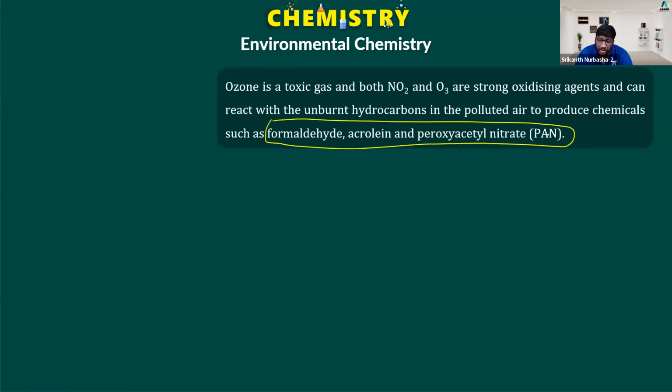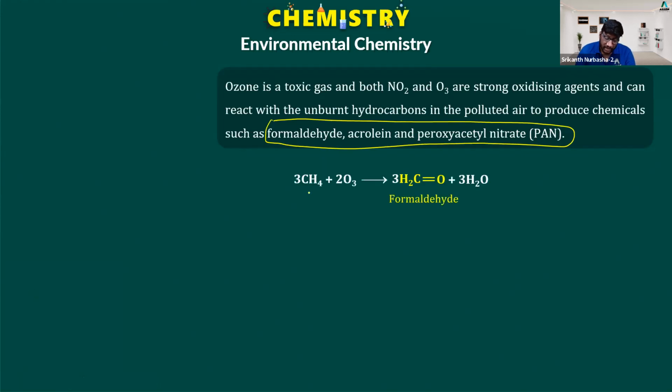PAN in polymer chemistry, what do you call PAN in polymer chemistry? Yes, Pavani, what do you call PAN in polymer chemistry? Polyacrylonitrile. Yes or no? That is different. And here PAN is peroxyacetyl nitrate. This is different.